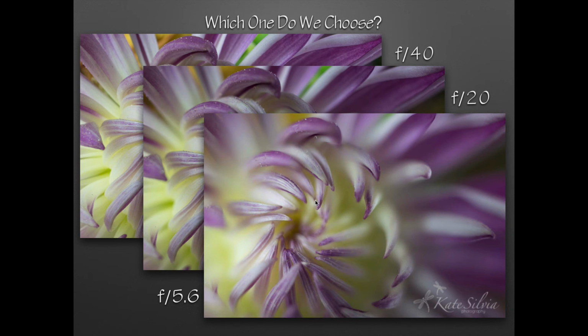And so the way that I like to remember it in my head, especially when I was first starting out, is the lower the F number, so 40, 20, 5.6, the less in focus. Higher F numbers, F20, more in focus from front to back. So if you can remember that little tidbit, that will help you understand aperture in the long run.